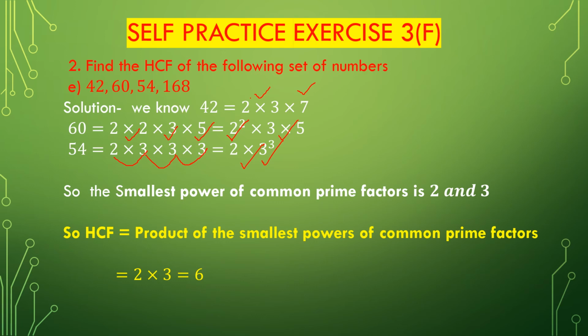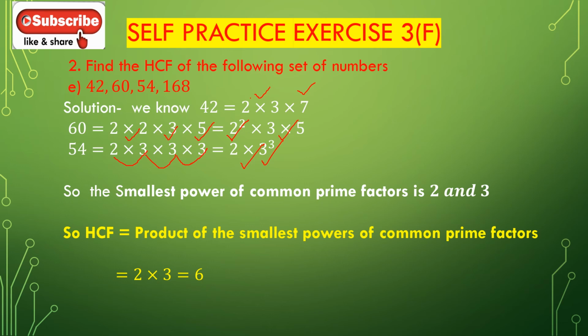Now the smallest power of common prime factors between these numbers. Here in 42 there is only one 2, in 60 there are two 2s, in 54 there is only one 2. So the common prime factor is 2. And in 42 there is only one 3, in 60 there is only one 3, in 54 there are three 3s. So 3 is also a common prime factor between 42, 60 and 54.